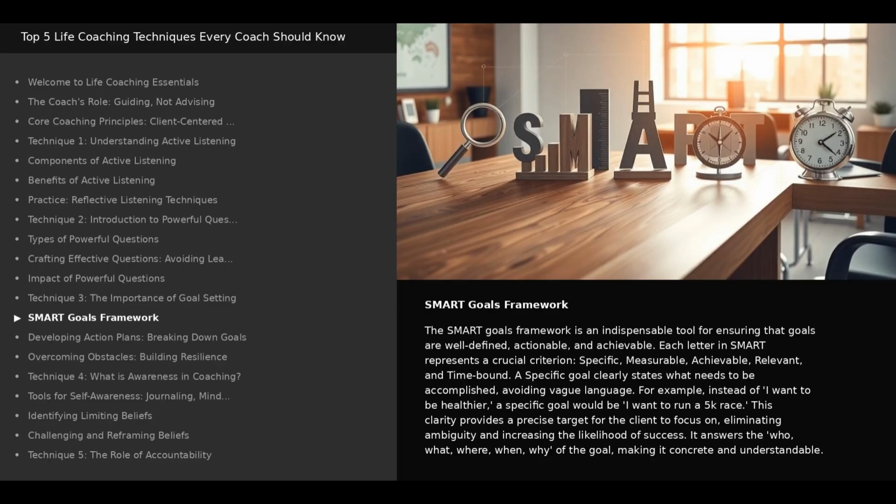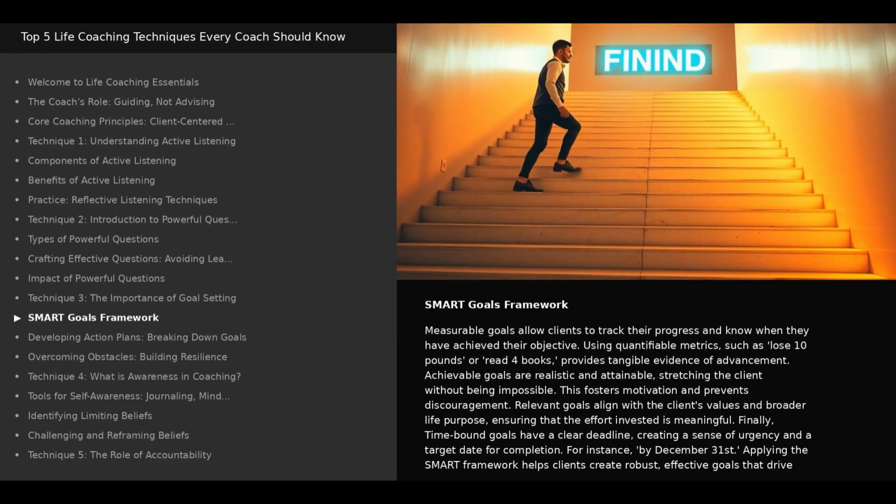5K race." This clarity provides a precise target for the client to focus on, eliminating ambiguity and increasing the likelihood of success. It answers the who, what, where, when, why of the goal, making it concrete and understandable. Measurable goals allow clients to track their progress and know when they have achieved their objective.